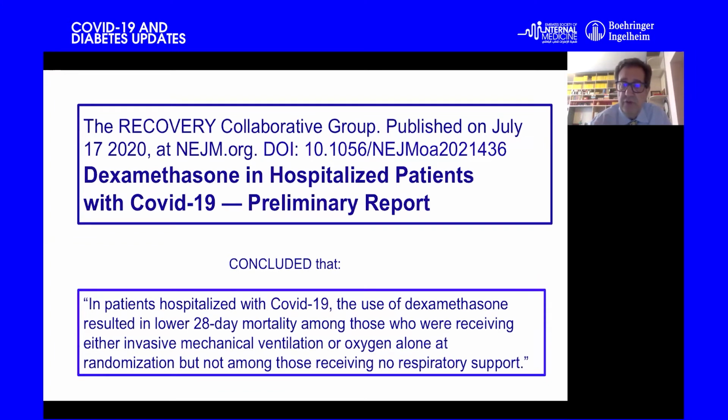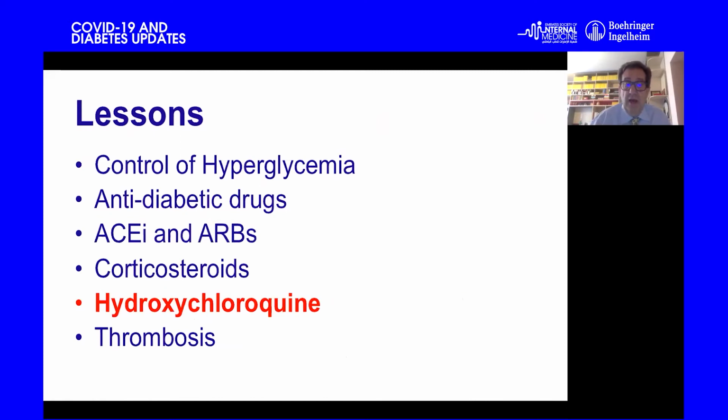This was the first report, then several others came in the literature, and they were really showing that the use of steroids was a key strategy to prevent death in people with COVID-19 in a very advanced phase. What about hydroxychloroquine?